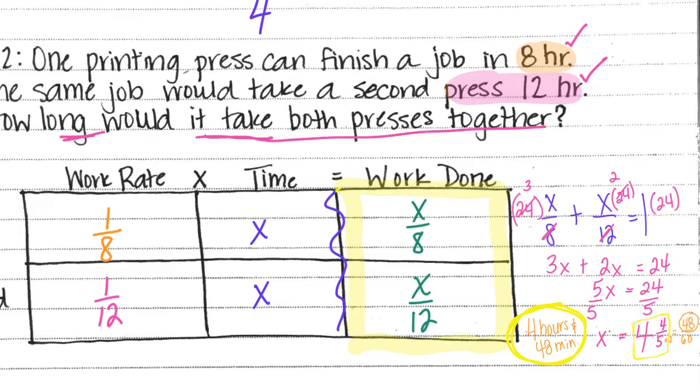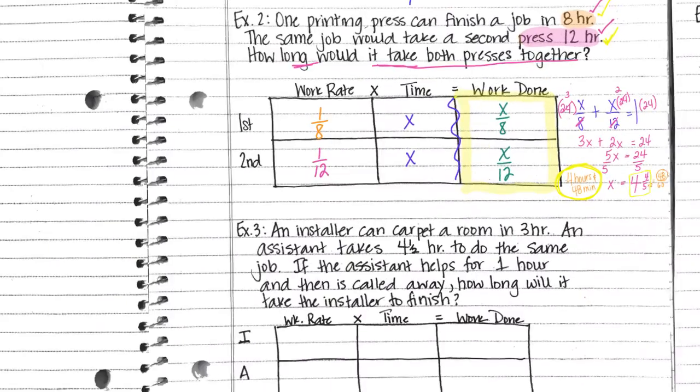That makes sense because this one is doing 1 job in 8 hours, and this one is doing 1 job in 12 hours. So the work rates, 1/8 and 1/12, would combine to be 4 hours and 48 minutes. All right, let's move on to the next one.